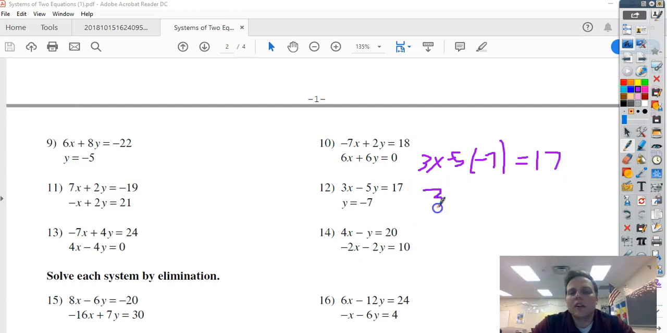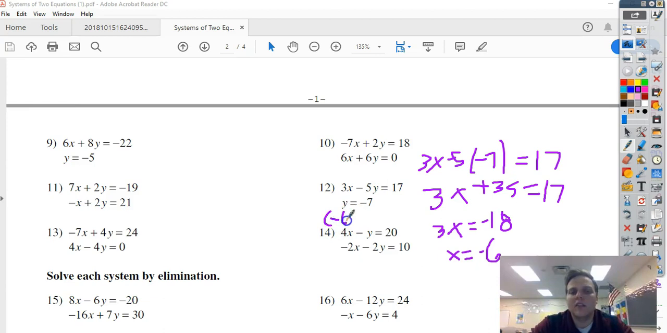So you say 3x plus 35 is equal to 17. You subtract 35 from both sides, and you get that 3x is equal to negative 18, because 17 minus 35 is negative 18. You divide both sides by 3, you get x equals negative 6. And they already told you that y was equal to negative 7, so you know the answer is negative 6, comma negative 7.